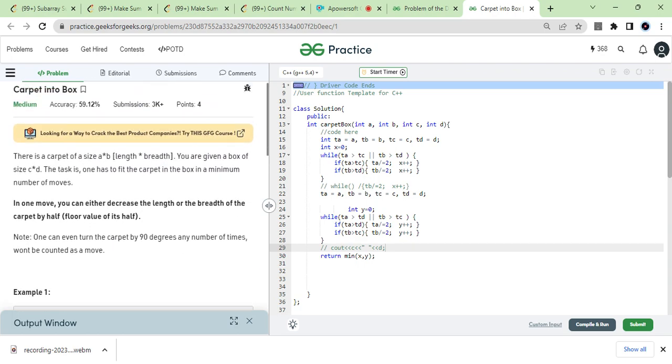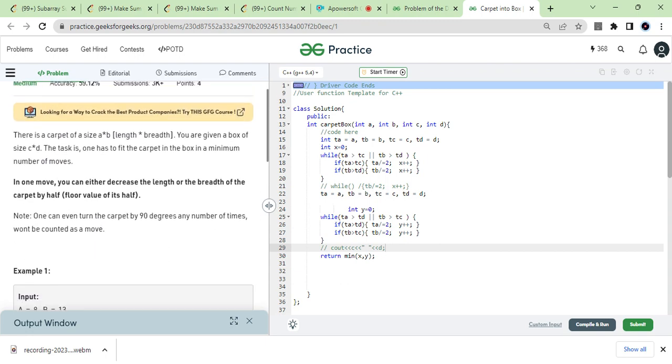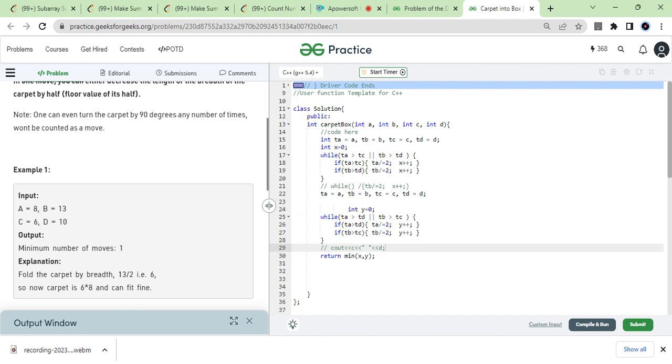This is just a brute force and a simple question. You have been given A, B, the carpet dimensions, and C, D, the box dimensions. You have to fit your carpet into the box, so both dimensions of the carpet have to be lesser than the dimensions of the box. Now just consider it as two numbers. So A should be less than C and B should be less than D, but it is also possible that you can rotate this. So if you rotate this, your 13 and 8 come over here. A is already lesser than D, right?